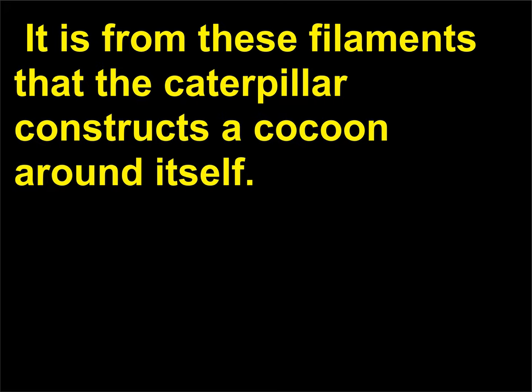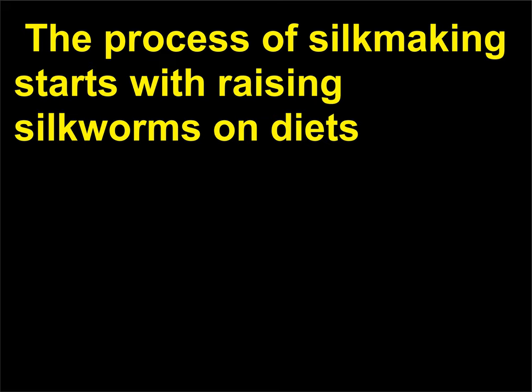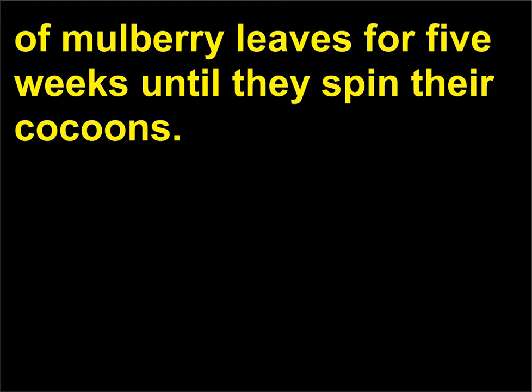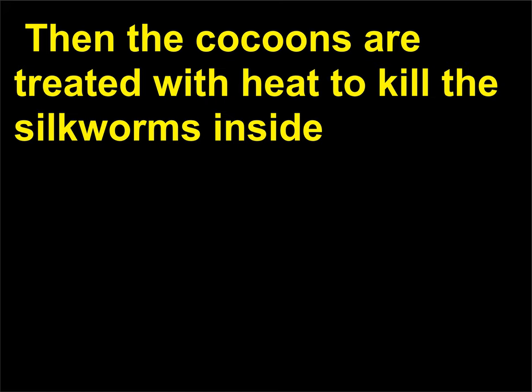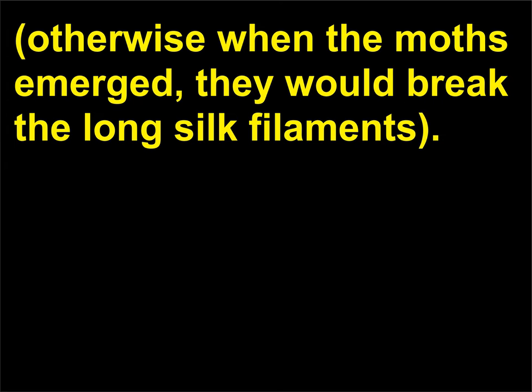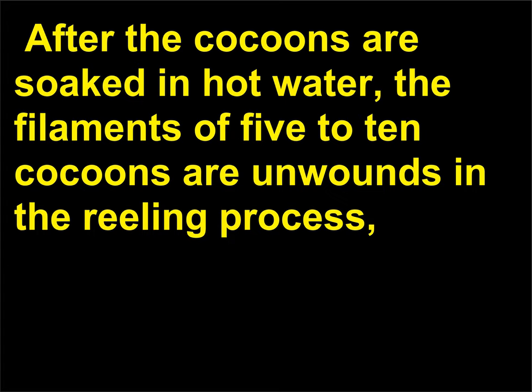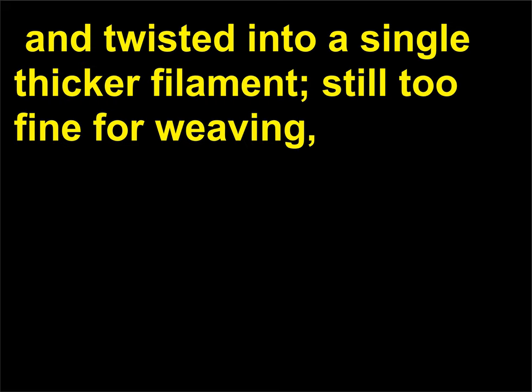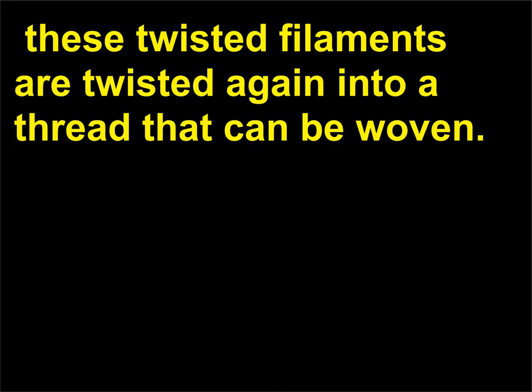The process of silk making starts with raising silkworms on diets of mulberry leaves for 5 weeks until they spin their cocoons. Then the cocoons are treated with heat to kill the silkworms inside. Otherwise, when the moths emerged, they would break the long silk filaments. After the cocoons are soaked in hot water, the filaments of 5 to 10 cocoons are unwound in the reeling process and twisted into a single thicker filament, still too fine for weaving. These twisted filaments are twisted again into a thread that can be woven.